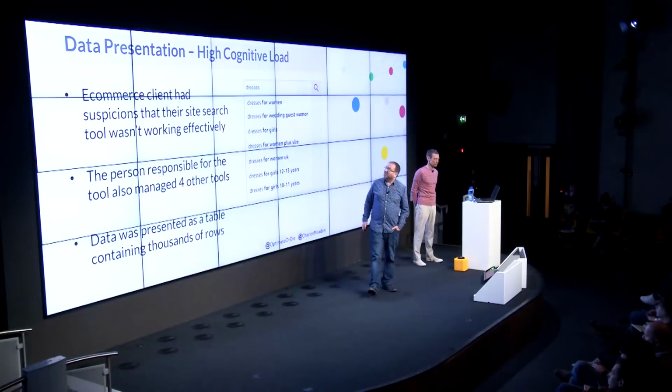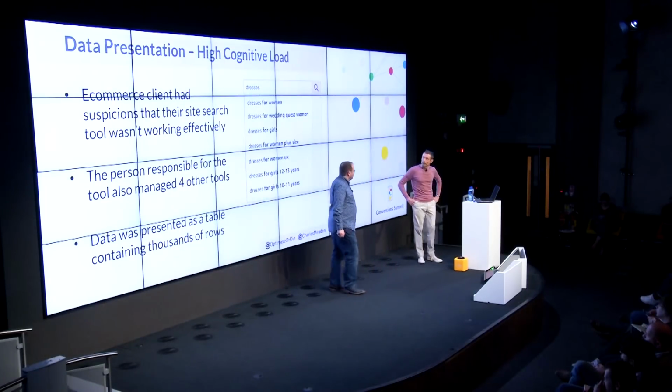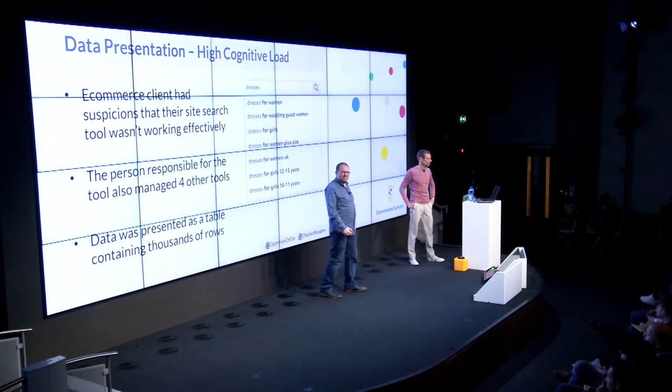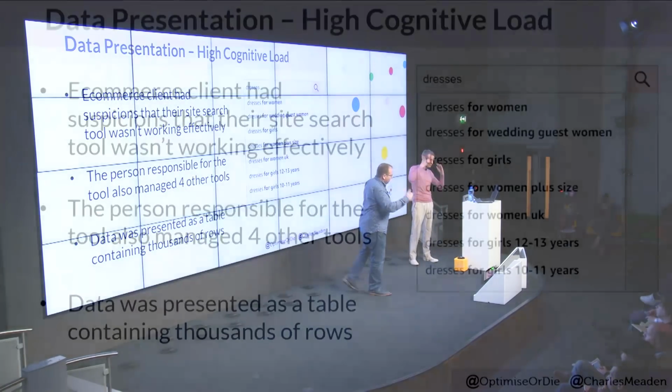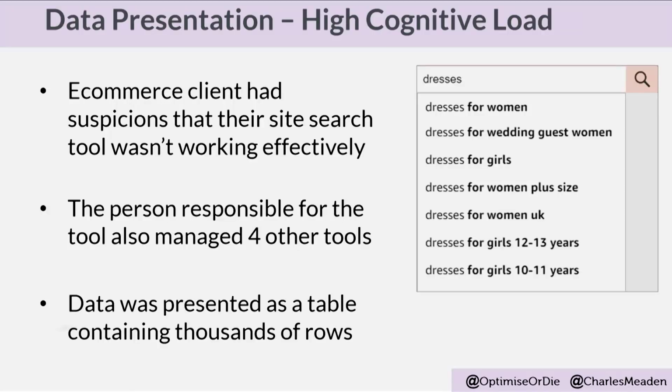So I'm going to give you an example of where data was sent that produced a really high cognitive load. So an e-commerce client came to us and said, oh, we have our suspicions. What do you mean your suspicions? We don't think this really expensive search tool that we've implemented is actually working as effectively as it should. What do you mean by that? Or we're not quite sure. It just doesn't feel... There was a feeling, a gut feeling.